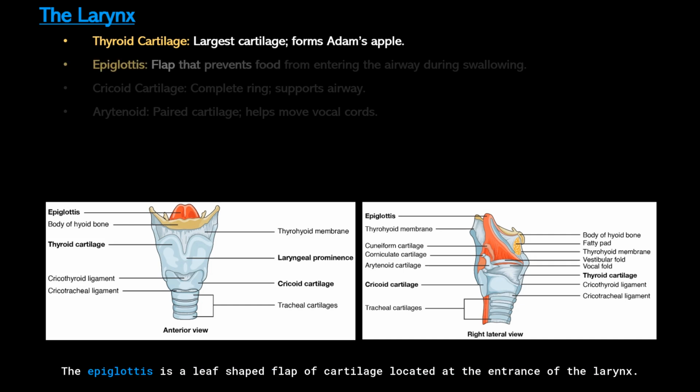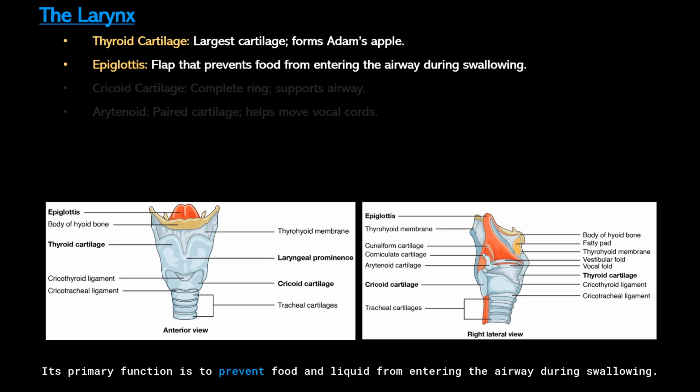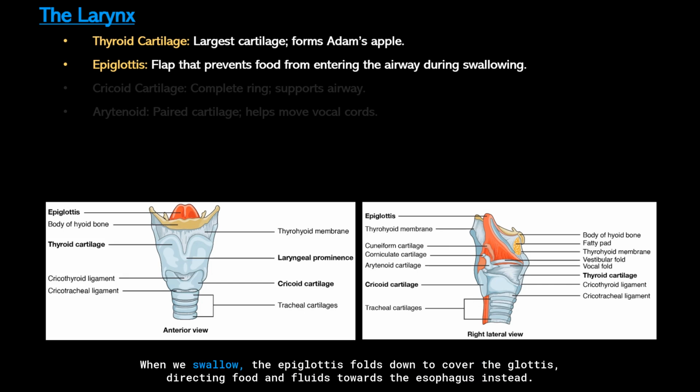The epiglottis is a leaf-shaped flap of cartilage located at the entrance of the larynx. Its primary function is to prevent food and liquid from entering the airway during swallowing. When we swallow, the epiglottis folds down to cover the glottis, directing food and fluids towards the esophagus instead.